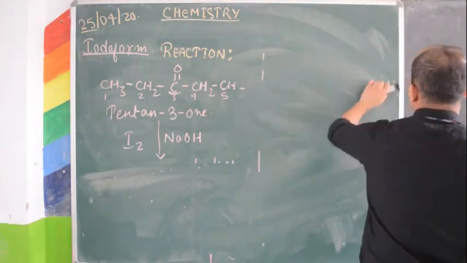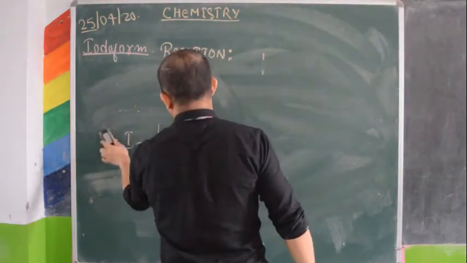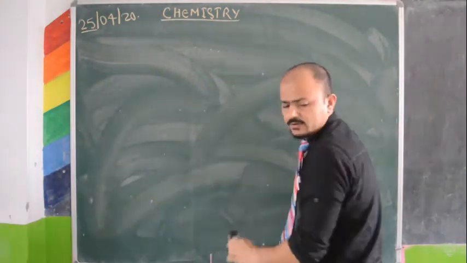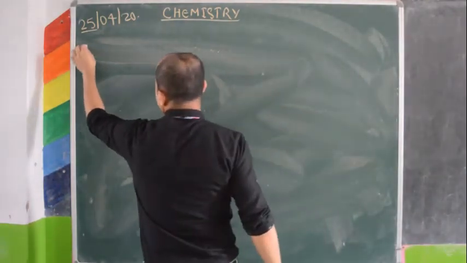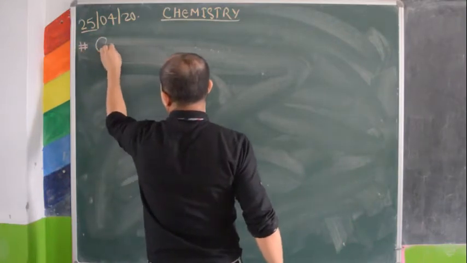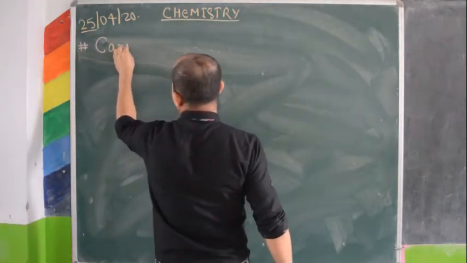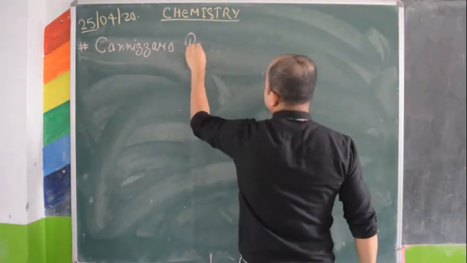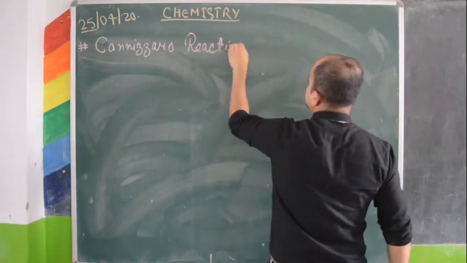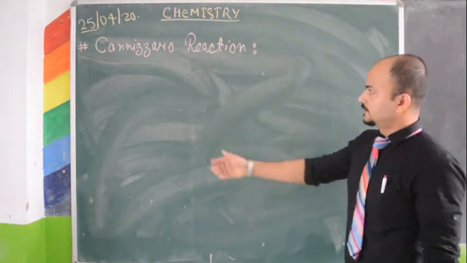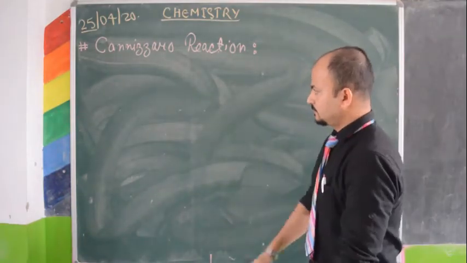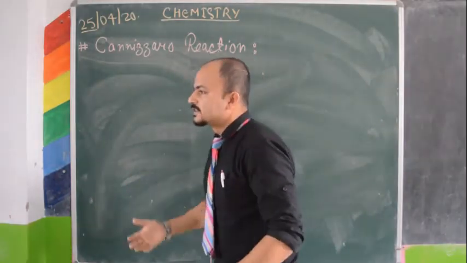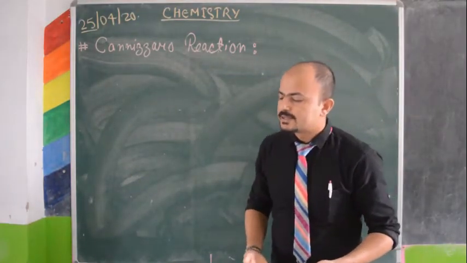The next topic is also a very important name reaction. That is the Cannizzaro reaction. So the next topic is the Cannizzaro reaction. Now, in the Cannizzaro reaction, you have to see whether alpha hydrogens are present or not.